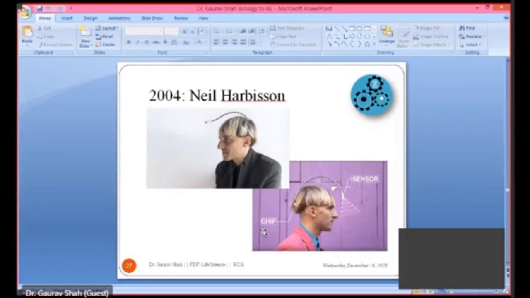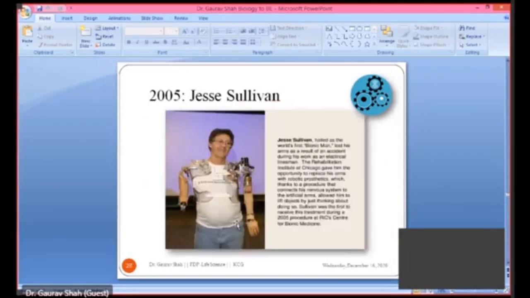Right? Another example of extreme color blindness in 2004, that is Neil Harbisson. Right, he is the first human to be described as a cyborg by any government. He literally implanted this particular antenna inside his skull. The next is in 2005, in the same way, he lost his two arms, and now he is the world's first bionic man. So I included a few very important examples of living cyborgs, and it is a fact now, right?